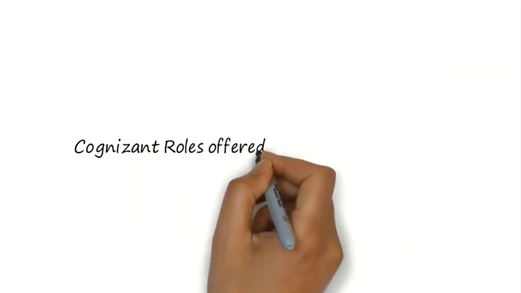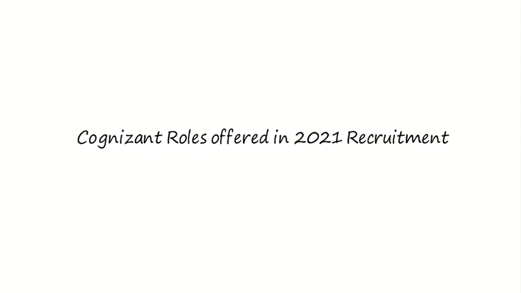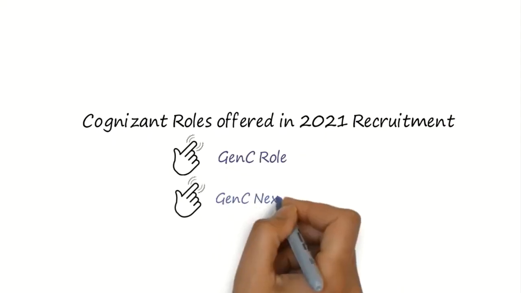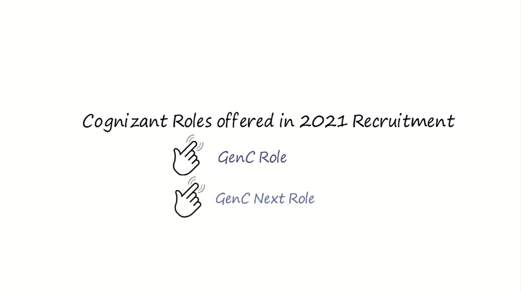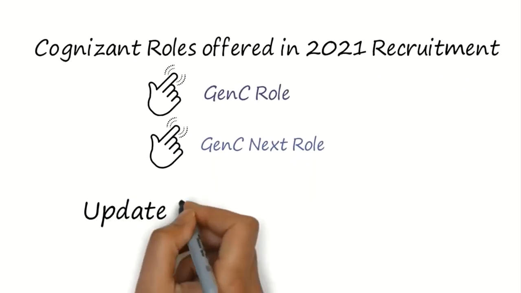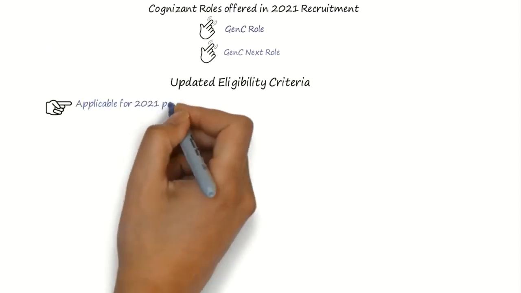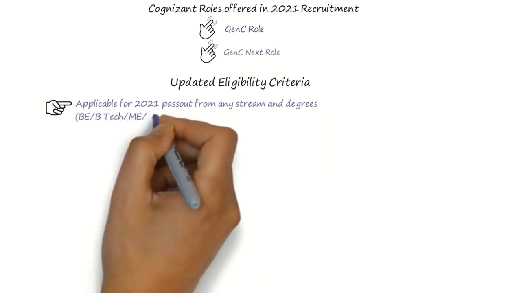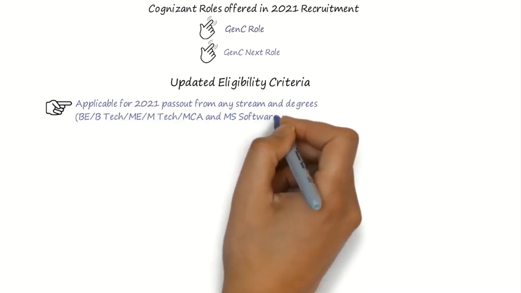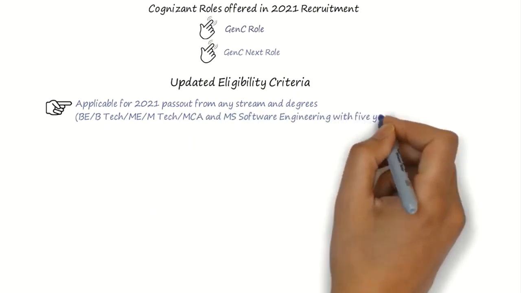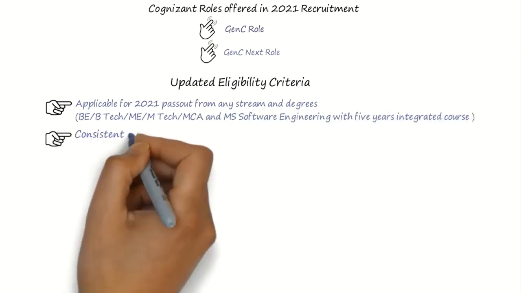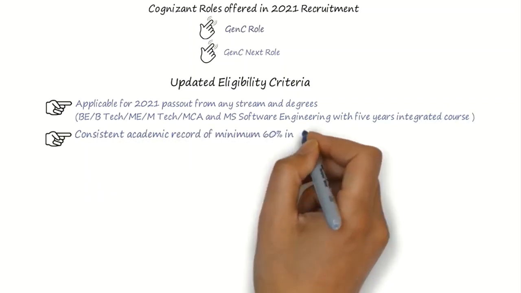This year, CTS is offering two roles for campusing. The first role is called GenC and the other role is called GenC Next, which is offered with a higher package as compared to GenC. The eligibility criteria to apply: year of pass out should be 2021. All streams from BE/BTech, ME/MTech, MCA and other engineering 5 years integrated courses are eligible and should have a consistent academic record of 60%.